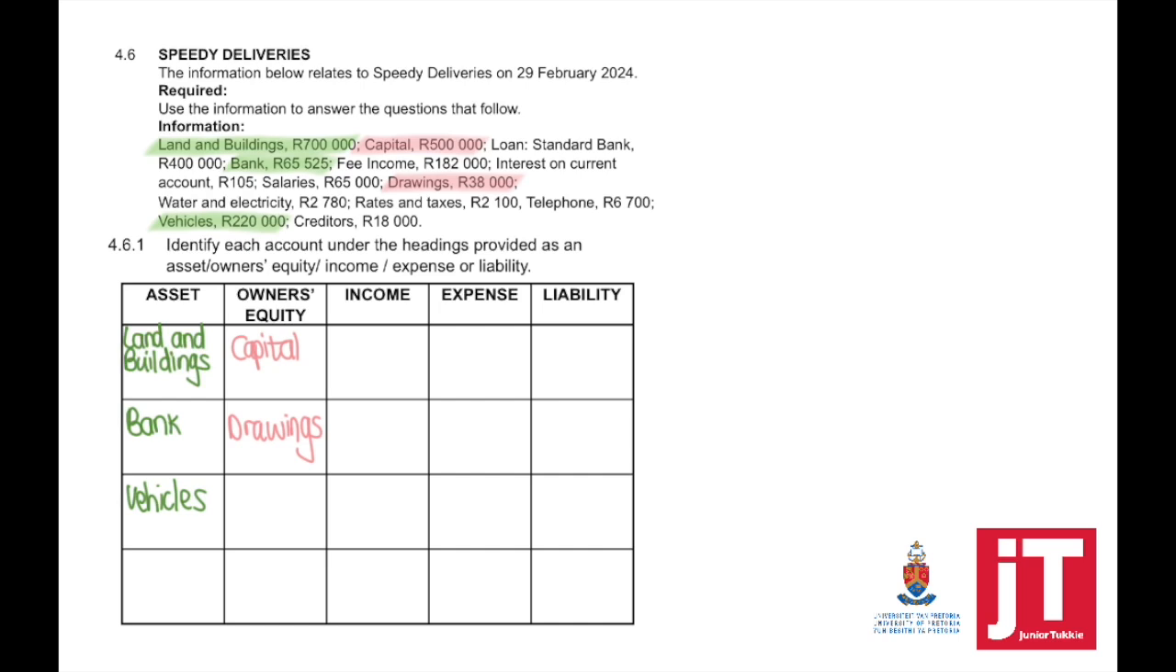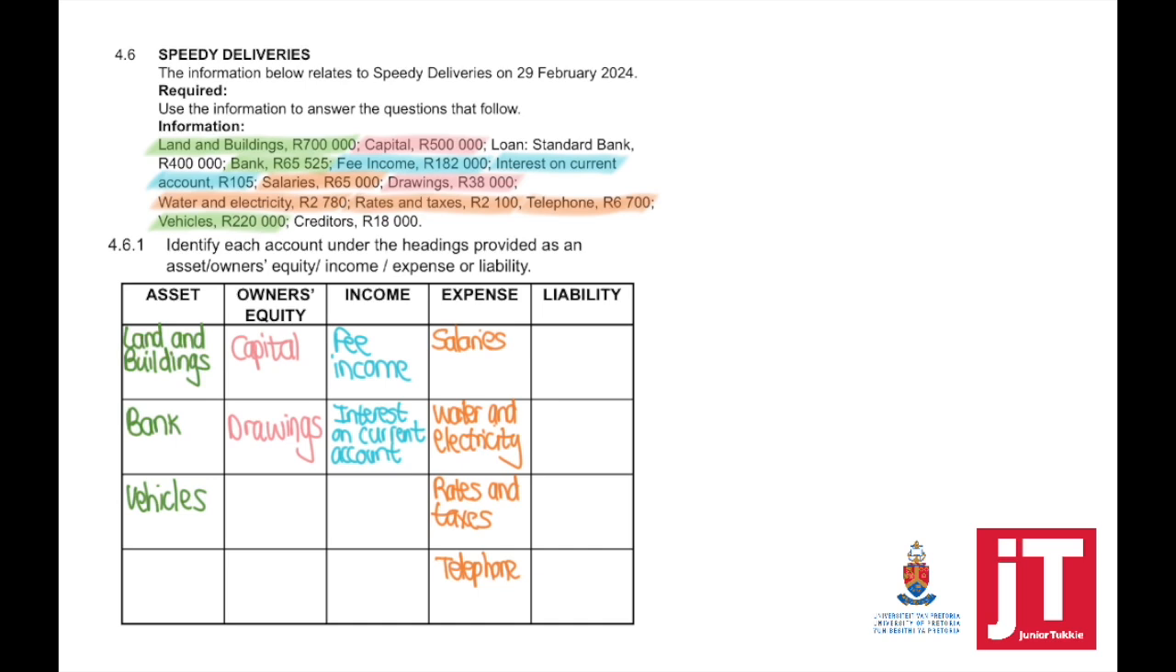Income, we've got fee income, we've got interest on current account, and that is it. Next, we need to look at our expenses. So our expenses, we've got salaries, water and electricity, rates and taxes, telephone, and our liabilities, it's all of that which is left over, which is our loan from Standard Bank and creditors. So can you see why it's so important for you to classify each account?